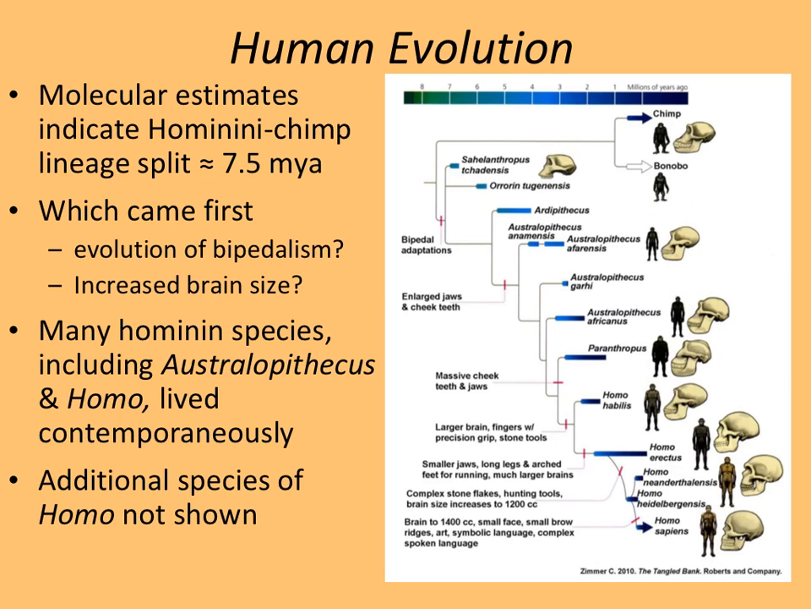Okay. Real quickly, human evolution. Initially, it was thought that modern humans arose in Europe because Europeans thought they were the best. Actually, modern humans split from an ancestor with chimpanzees 7 million years ago in Africa. They then had separate evolutionary lineages.